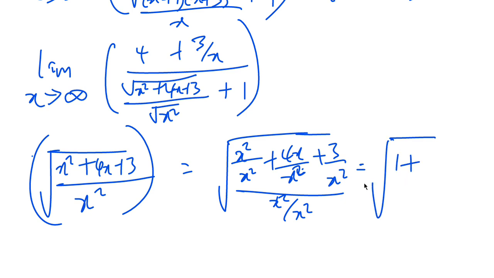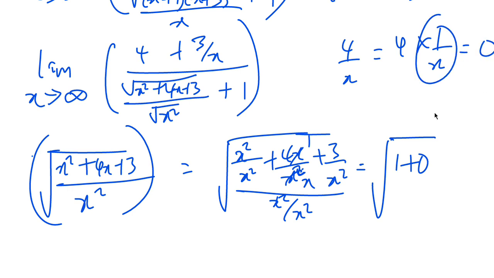That leaves us with 1 plus, since we are dividing x into itself, 1, and then 4 over x. The limit as x tends to infinity of 4 over x is actually 0, because 4 over x can be split as 4 times 1 over x, and this gives us an output of 0. So plus 0, and every other term that has x beneath is 0. So we are now left with the square root of 1 over 1, which is 1.